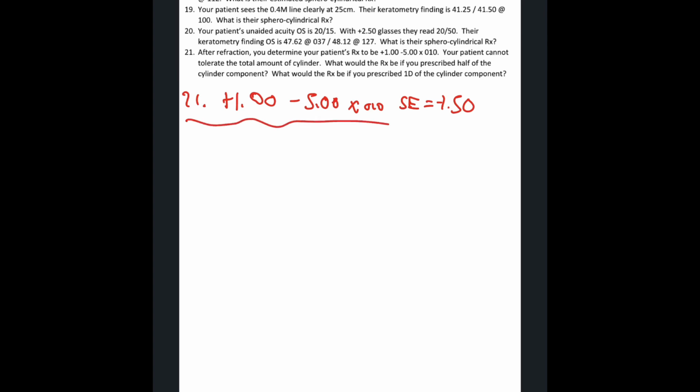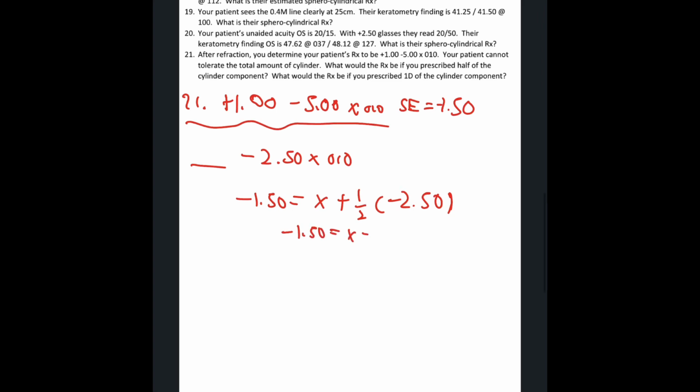So now we're saying we want to prescribe half the cyl. So we know the cyl is going to be minus 2.50. Axis is going to stay the same, 10. And now we just have to find the sphere. So we can do our formula, which is spherical equivalent, in this case minus 1.50, equals sphere plus half of minus 2.50. If we do that, we get minus 1.50 equals x minus 1.25. We add 1.25 to both sides, and we get x equals minus 0.25.